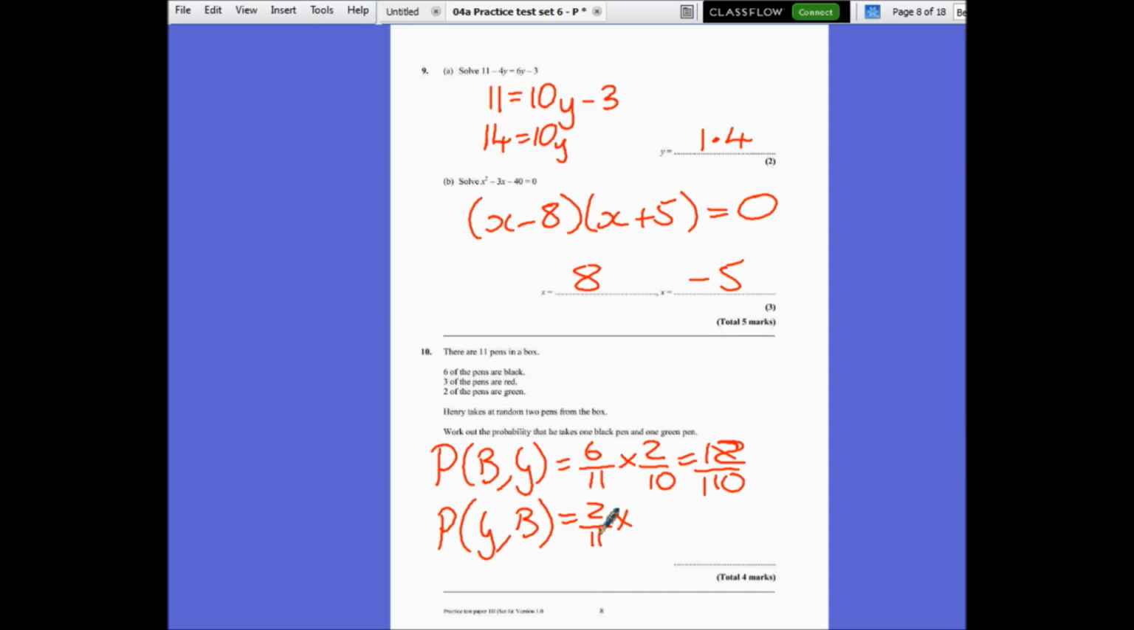And then to get the black second, that would be 6 out of 10, and that again would give us 12 out of 110. So altogether, if we add these together, we have got 24 out of 110, and if we cancel that down as we always should, we get 12 out of 55.